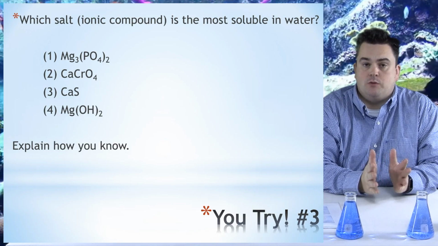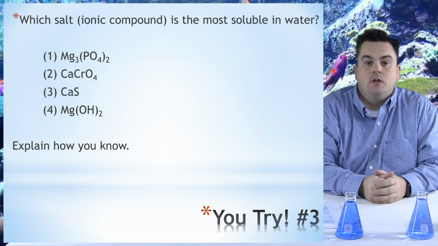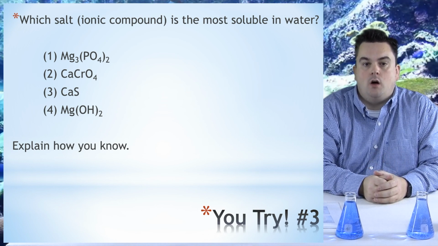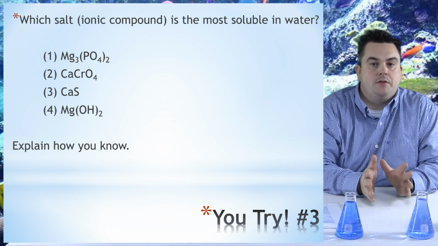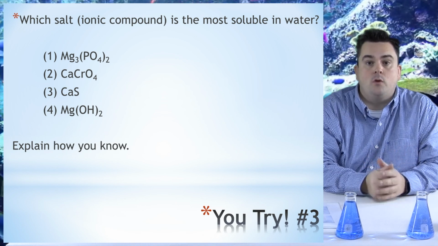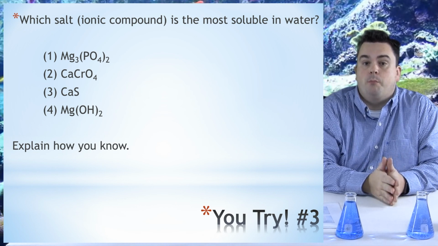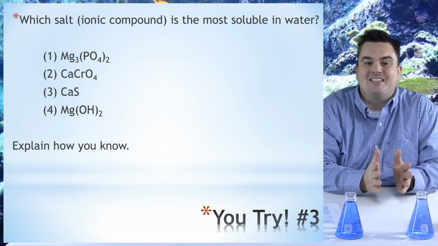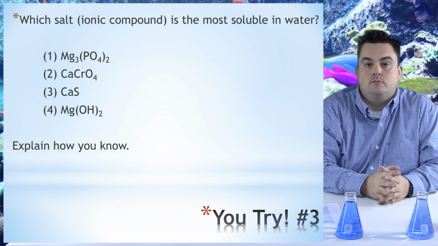You try number 3. Which salt, now salts are ionic compounds, is most soluble in water? Now you're going to use table F to determine which one of these are soluble or insoluble, and you should look up all 4 of them to determine which one is most soluble. And then please explain how you know this.